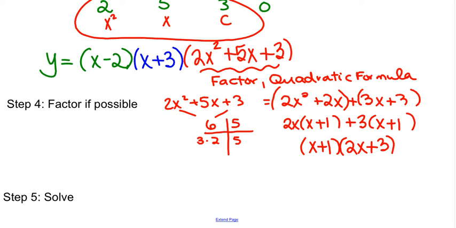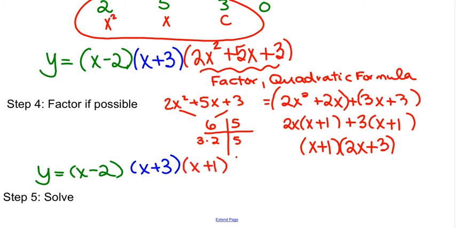So now I have y equals x minus 2, the first factor at x equals 2. I have another factor at x plus 3, and then my last 2 factors in red are x plus 1 and 2x plus 3.